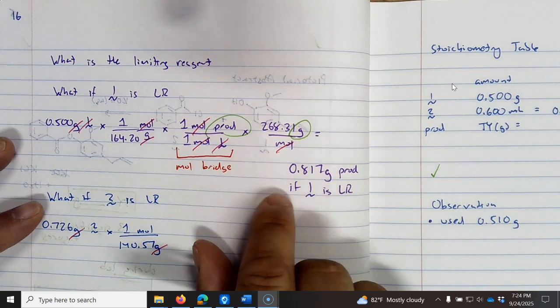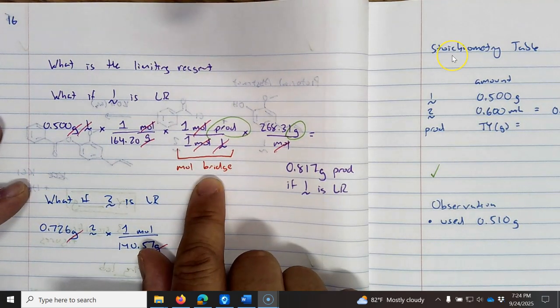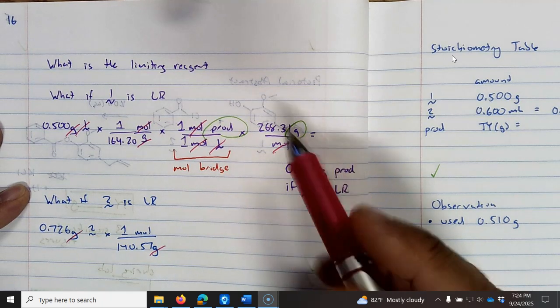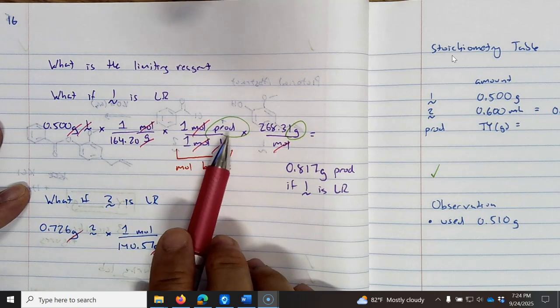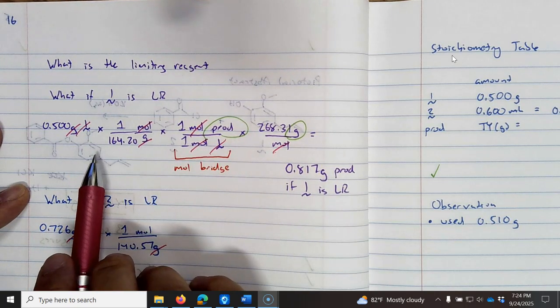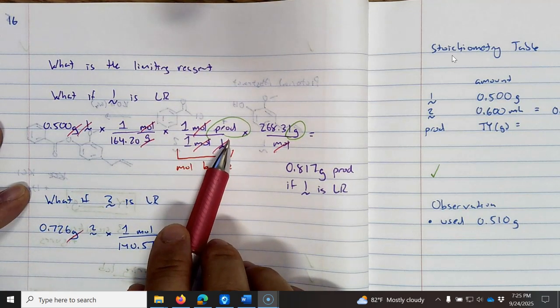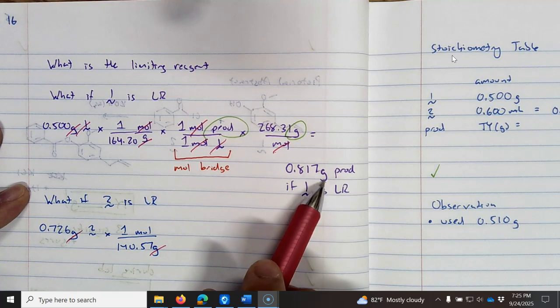I had just said in that previous video that this is called the mole bridge. It bridges the data or the numbers from the starting material and the product. So it's a way to get from the starting material and make sure that you end up at the very end with your product on top. In this case, in grams.